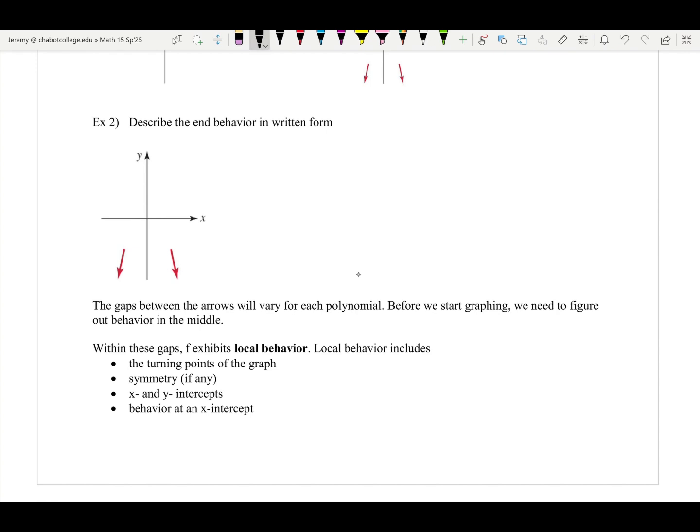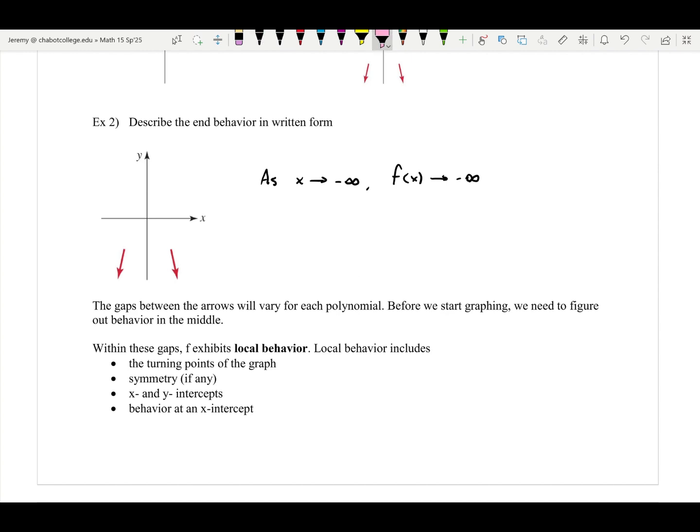So the way that we write this out, like the way that I express down on the left and down on the right, using proper calculus notation, is like this. As x approaches negative infinity, f of x, I'll just write it out and I'll explain to you what it means, approaches negative infinity.